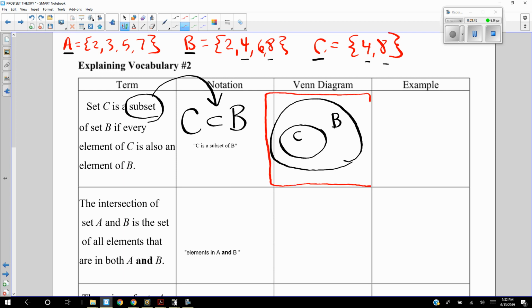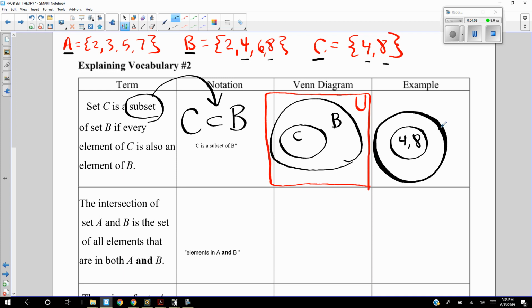And of course, they're both subsets. We're going to use a box or a rectangle or a quadrilateral. They're both nested inside the universal set. For this specific example, for set C is 4 and 8. It's nested inside of set B. And the elements of B were 2, 4, 6, and 8. But we're not going to write 4 and 8 again because we've already written them. So just 2 and 6.